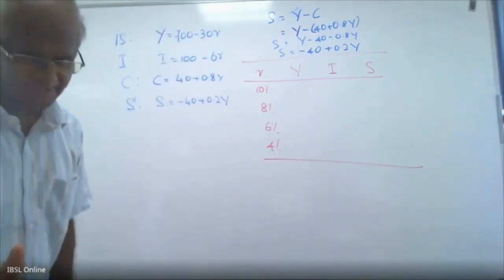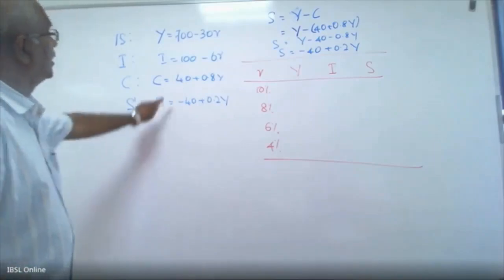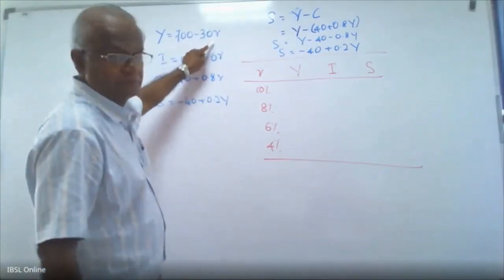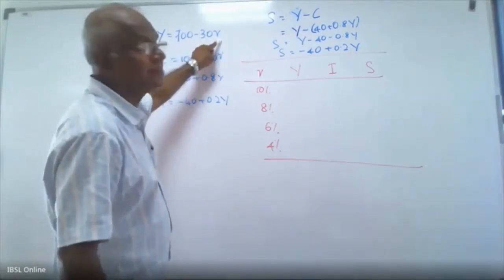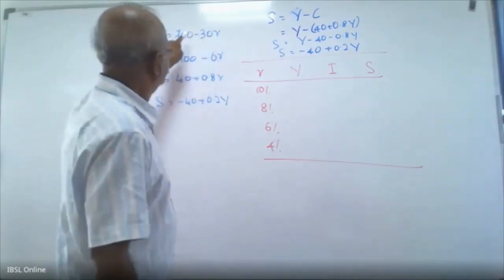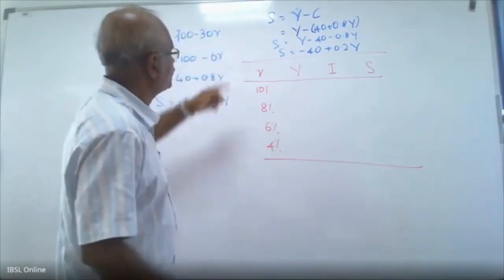Interest rate 10%. You substitute here 10, not 10%, only 10. 30 into 10 is 300. 700 minus 300 is 400.